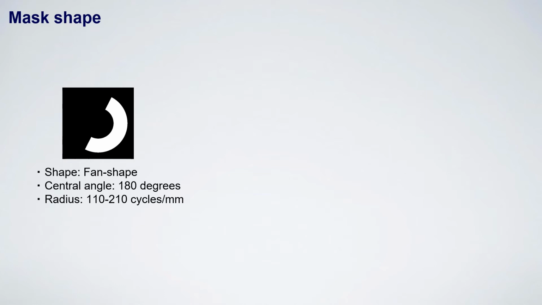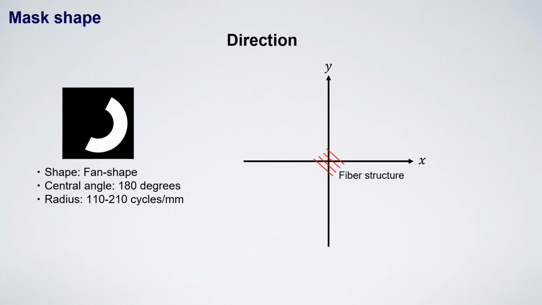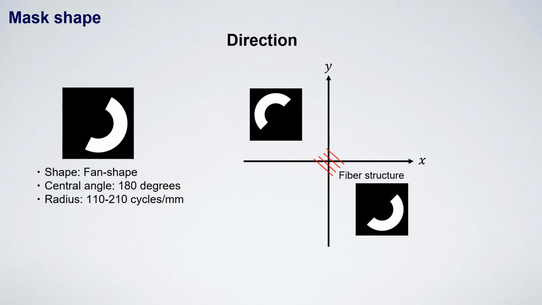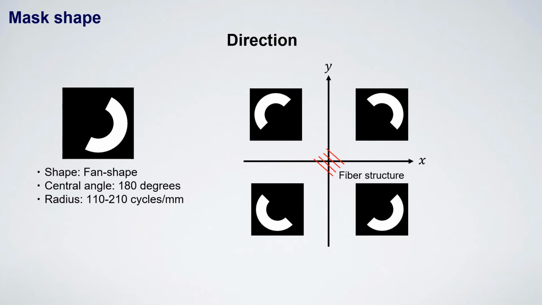The radius is 110 to 210 cycles per millimeter. Regarding the direction, if the sample has a dominant fiber orientation, the mask direction is chosen to be parallel and perpendicular to the dominant fiber orientation. So four masks are used in total.